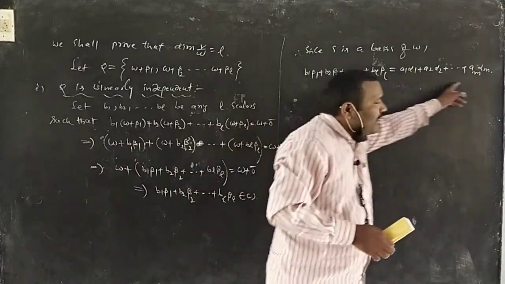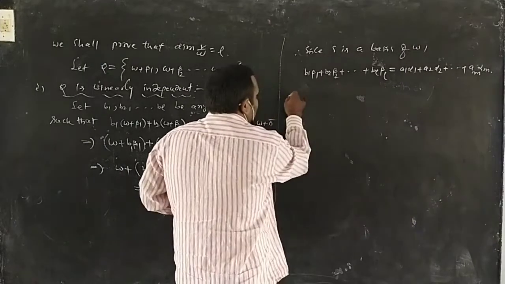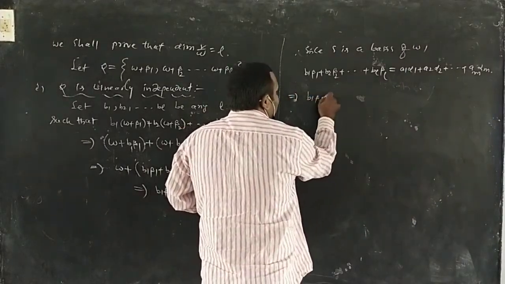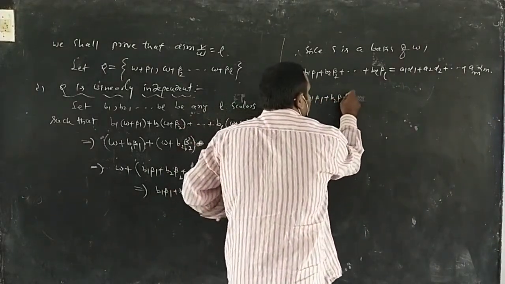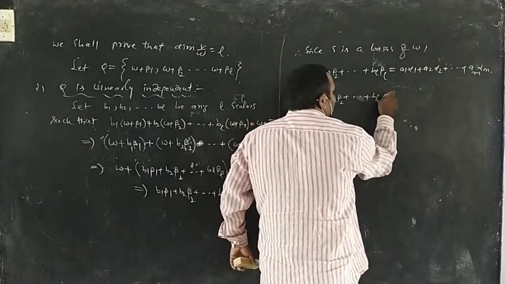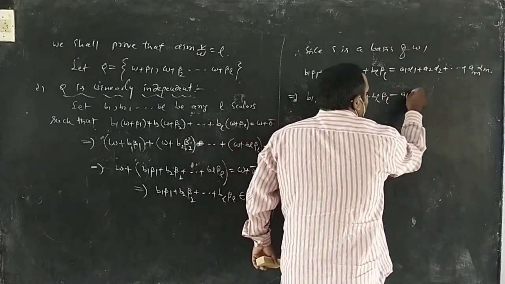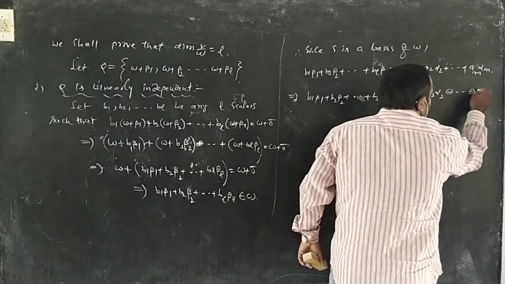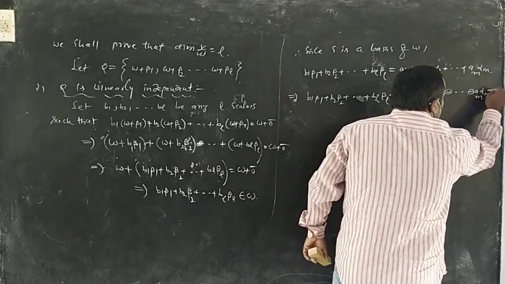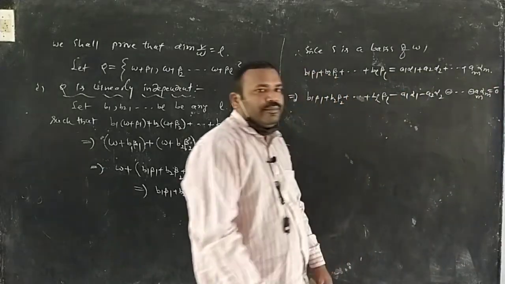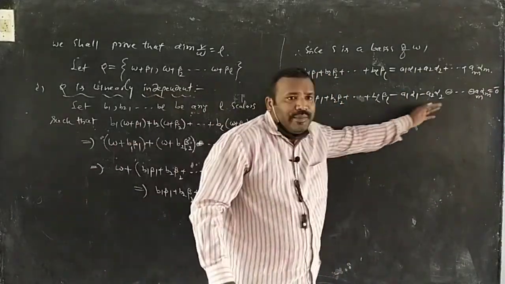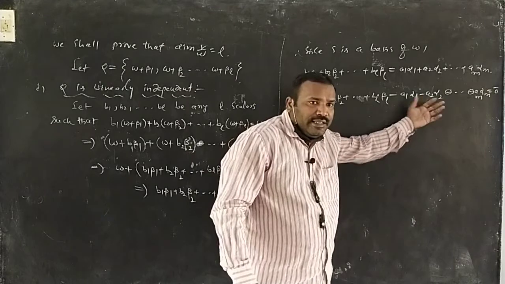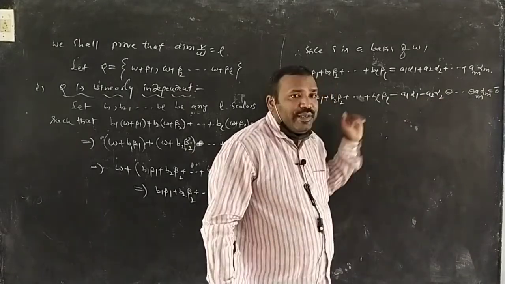You move this vector to the left side. Move all to the left side. B1 beta 1 plus B2 beta 2 plus and so on plus BL beta L minus A1 alpha 1 minus A2 alpha 2 minus and so on minus AM alpha M is equal to 0. It is a linear combination again. In this linear combination, there are alphas and betas.